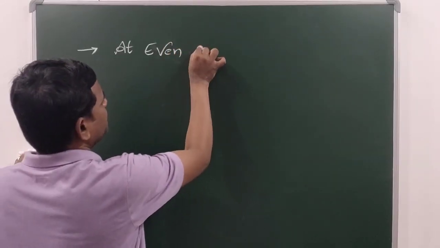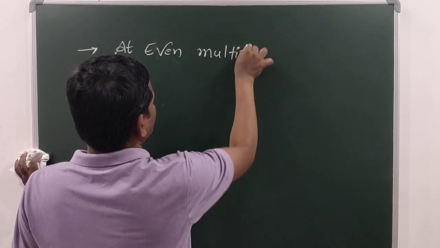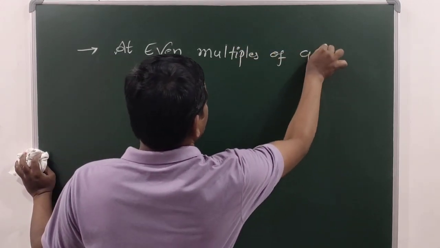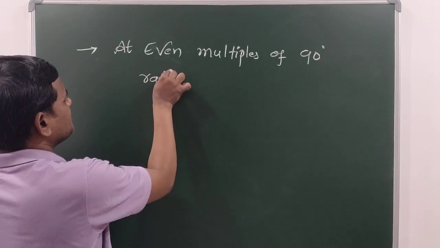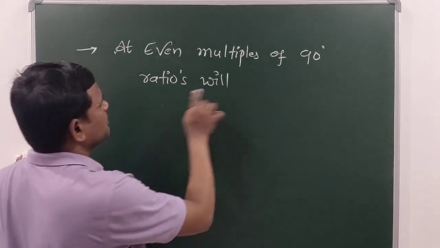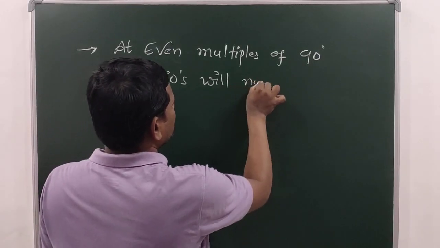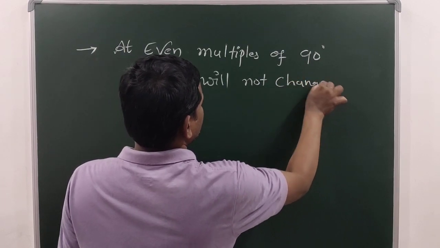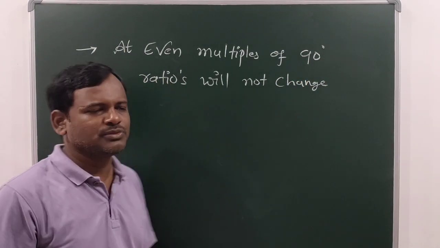Before defining the trigonometric ratios at allied angles, you have to note down these 2 points. See, at even multiples of 90 degrees, ratios will not change. In the transformation, no changes will come in the ratios. Ratios will not change, or no changes will come in its ratios.